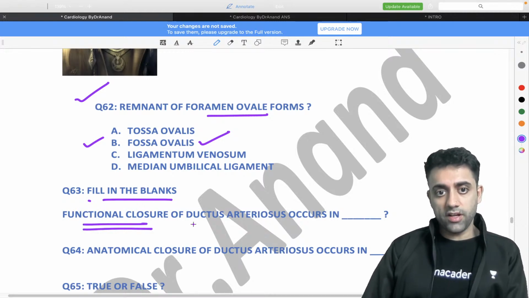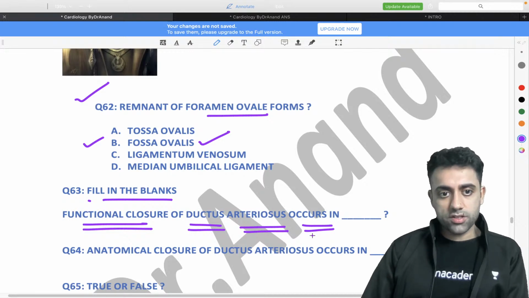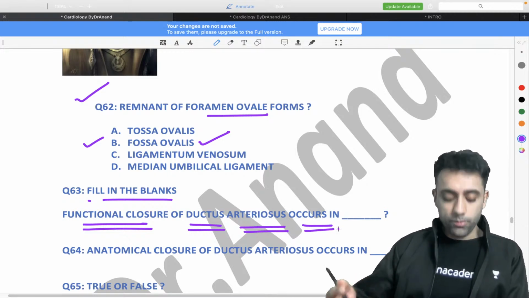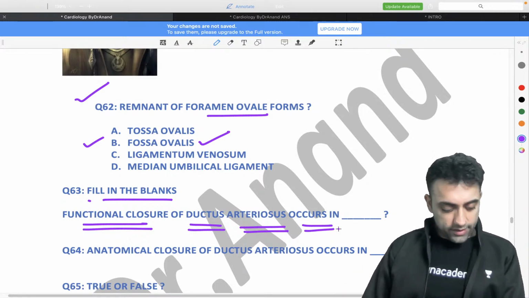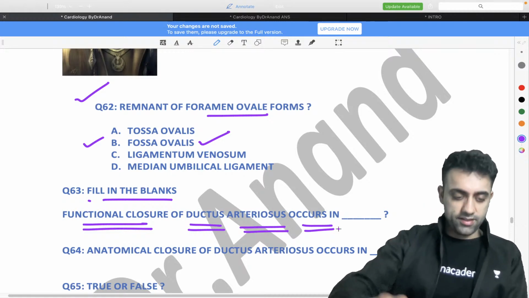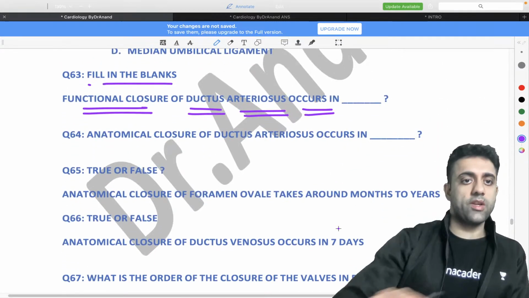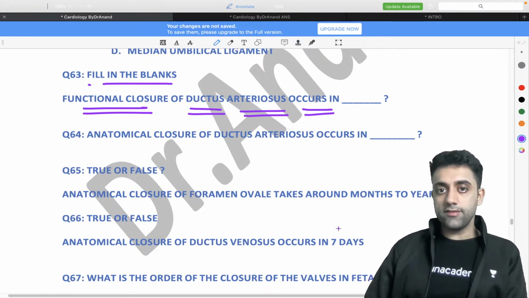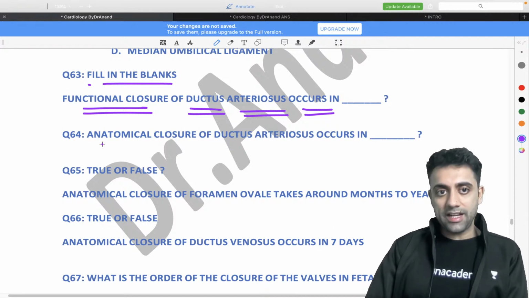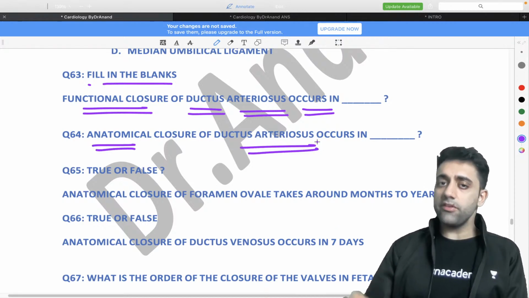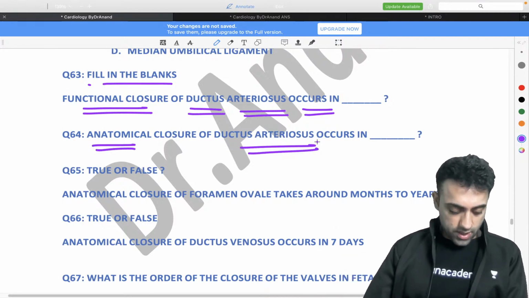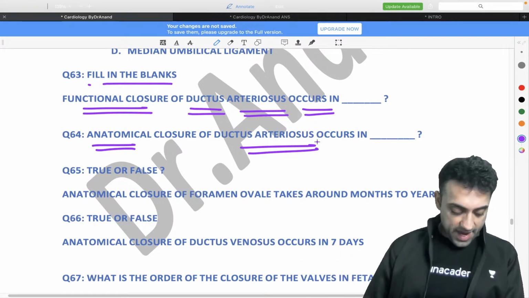Functional closure of ductus arteriosus occurs in how many hours? This is a very good question. Okay, Tanu, who can tell me? Question number 63. We're going to finish this session as soon as possible. See, we have anatomical closure of ductus arteriosus and we have functional closure of the ductus arteriosus. Who will tell? I don't remember. Anyone can help me out?